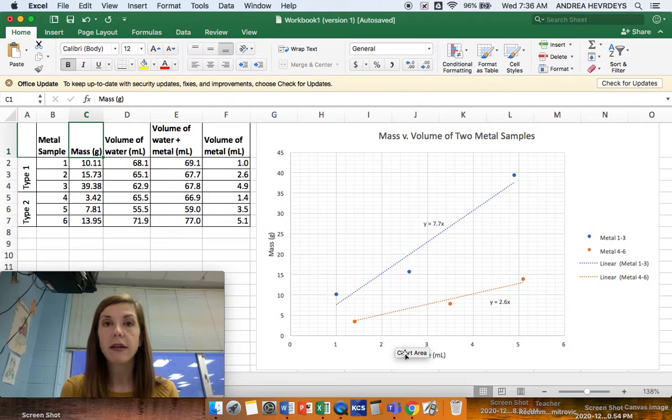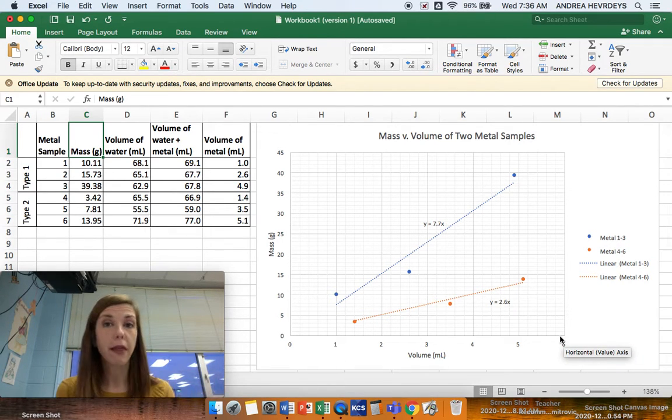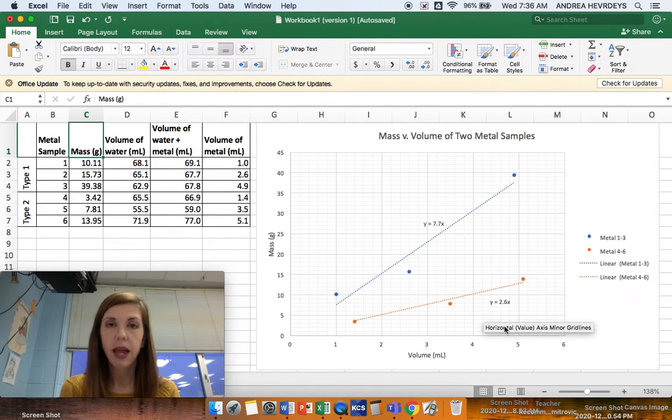Knowing what that volume was, you would come up to the line and then read over what the mass should have been based on your graph. Or if you're more of a math person, you could use your slope as your density and then just solve. Knowing the volume and the density, you can find the mass using the formula density is mass divided by volume. Either way will work.